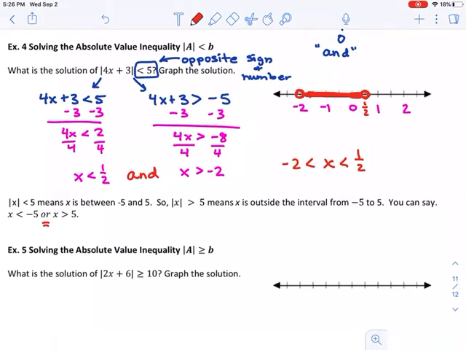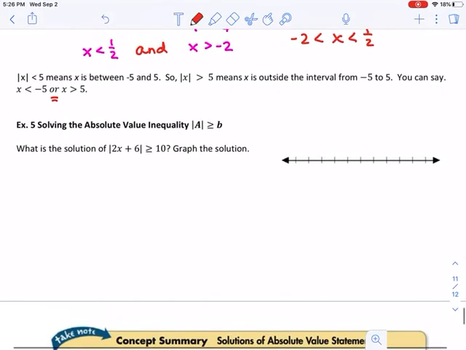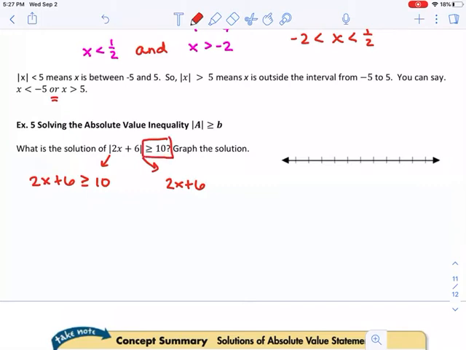So example 5, solving the absolute value inequality, absolute value of A is greater than or equal to B. It says what is the solution of, move this up a little bit. We had the absolute value of 2x plus 6, and that's greater than or equal to 10. 2 bars, nothing outside that I need to move. All I get to do is go ahead and do 2 bars, 2 problems. The first one exactly as it's written. The next one's going to be 2x plus 6, and if I'm going to change from a positive 10 to a negative 10, make sure that you flip that inequality sign. You're taking the opposite of 10, which means you need the opposite inequality sign.